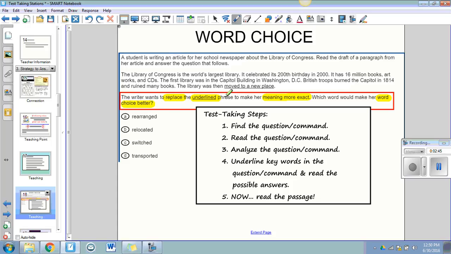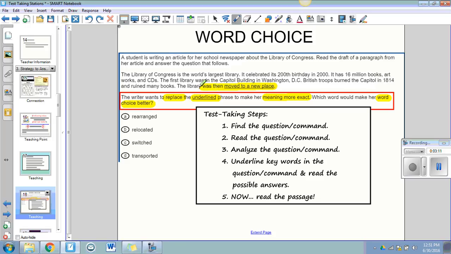So now I'm going to read my possible answers. Rearrange, relocate, switch, or transport. So I know that this phrase probably has something to do with moving. I'm now going to read the passage, but because I'm just focused on the underlined phrase, I'm probably really only going to read near the underlined phrase.